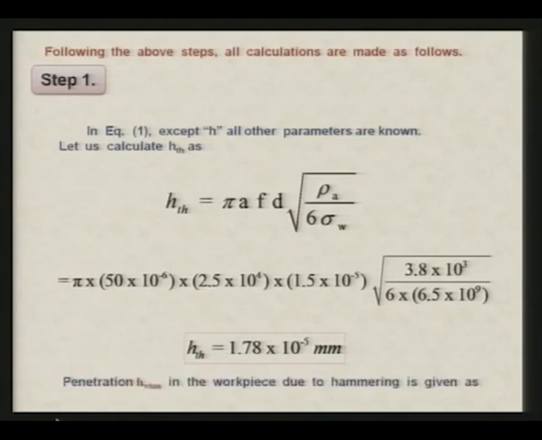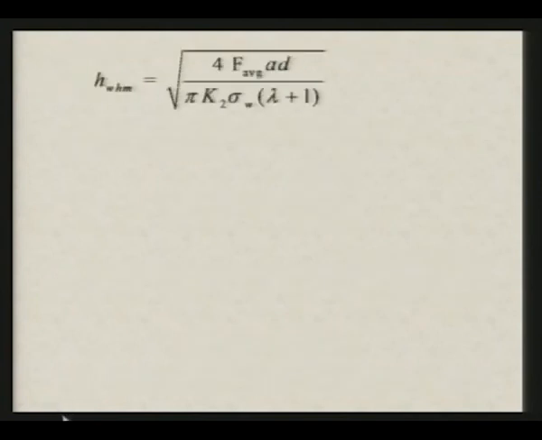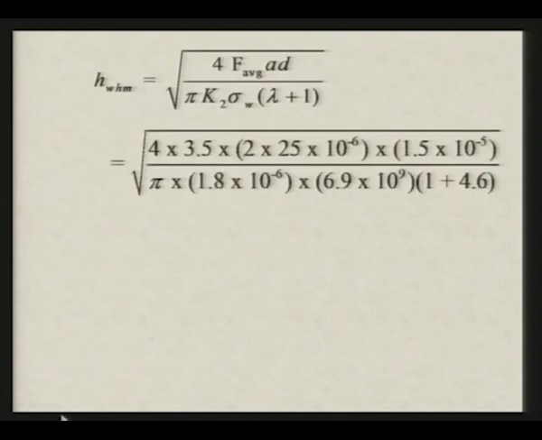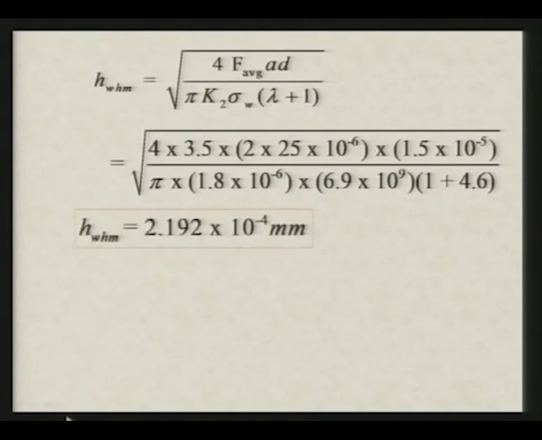So, the penetration hWHM in the workpiece due to hammering is given by the following equation, that is hWHM is equal to 4 F average a d divided by pi k2 sigma w multiplied by within bracket lambda plus 1 bracket close, whole under root. Substitute the values which we have already given in the earlier slides, and we get hWHM equal to 2.192 multiplied by 10 raised to power minus 4 millimeter.